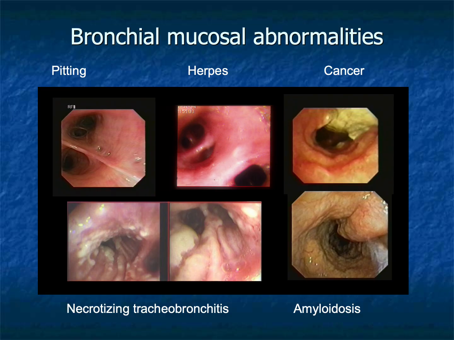When abnormalities are present, describe their location, extent, appearance, and associated findings, such as friability, bleeding, nodularity, or airway narrowing. Careful observation of the mucosa is one of the most valuable diagnostic skills in bronchoscopy.